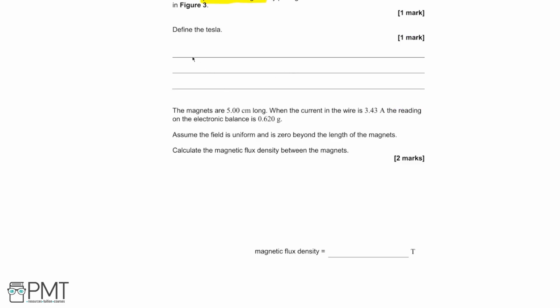The next part of the question says, define the Tesla. The Tesla is the unit of the magnetic flux density, which appears in the equation F, the magnetic force acting on a wire, is equal to the magnetic flux density B multiplied by the current I through that wire multiplied by the length of the wire inside the magnetic field.